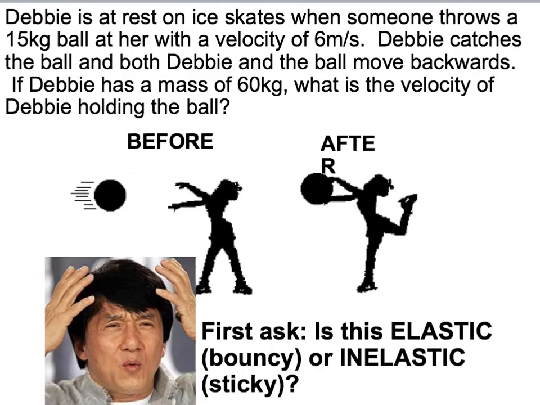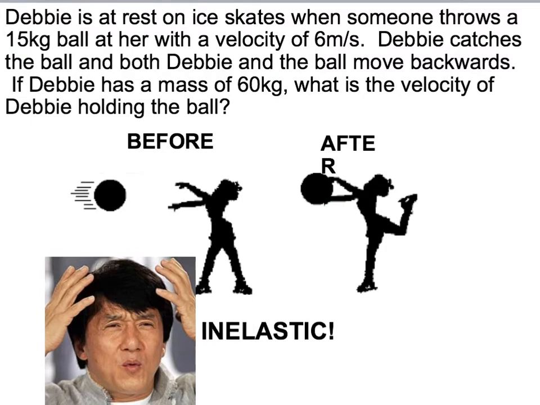So, remember, what's the first question you ask? Ask if this is an elastic or inelastic collision. After the collision, Debbie and the ball are stuck together. So, this would be inelastic. So an inelastic collision, we approach a different way. That's why the first question you ask has to be, is this elastic or inelastic?